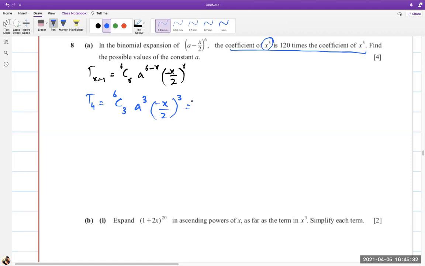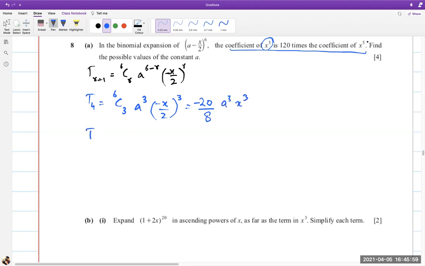Does anyone have a calculator or something? Yes, sir. One second. Is it 40? It's 20. It's 20. Okay. Oh yeah, it's 20. My bad. Yes, 20 over 8 multiplied by minus a cube x cube.